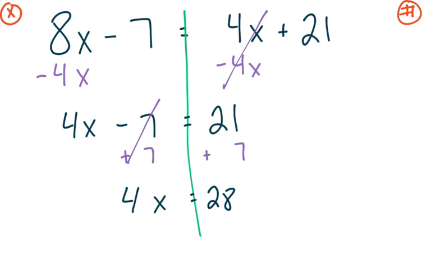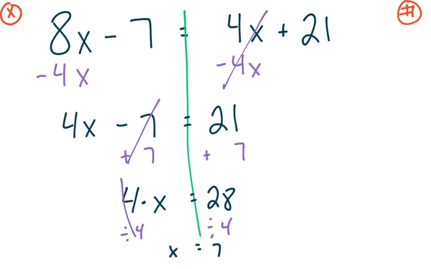So this is 4 times x, and the way to get rid of a times is to divide. So instead of doing times 4, I'm going to do divide by 4. If I do it to the left side, I have to do it to the right. So 4 divided by 4 is 1x left. I've got my variable all by itself on the left side of the equation. This was my x side, so the x is all alone now on the left side. And 28 divided by 4 is 7.